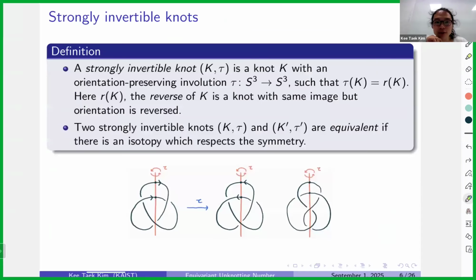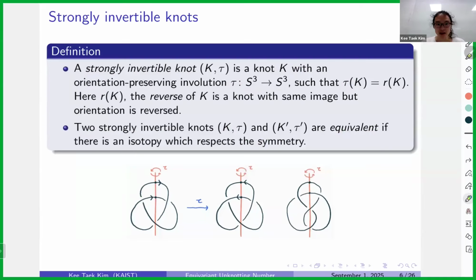Okay, now let's move on to the symmetric version. A strongly invertible knot K is a knot K with an orientation preserving involution tau on the 3-sphere such that tau of K is equal to RK. Here RK means the reverse of K, which is a knot with the same image, but the orientation is reversed. And we say that two strongly invertible knots are equivalent if there is an isotopy which respects the symmetry.